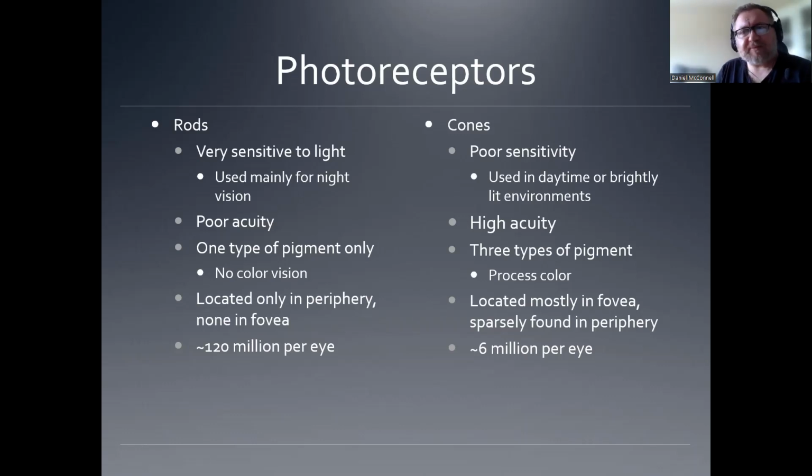So it seems like the rods might be better than the cones because they have a better sensitivity, but now look at this next point and we see it's a trade-off, really. So while the rods have better sensitivity, the cones have better acuity than the rods. And so what's the difference here?